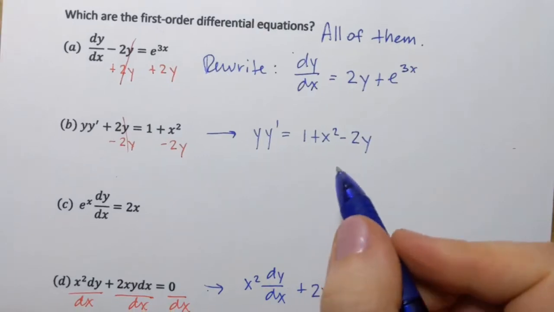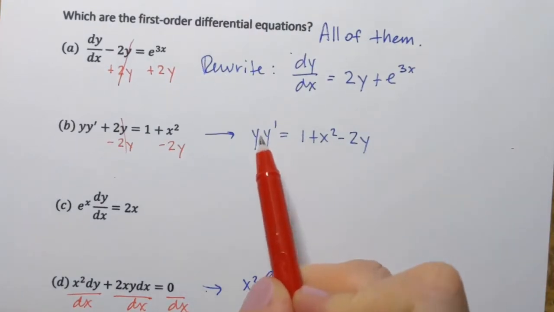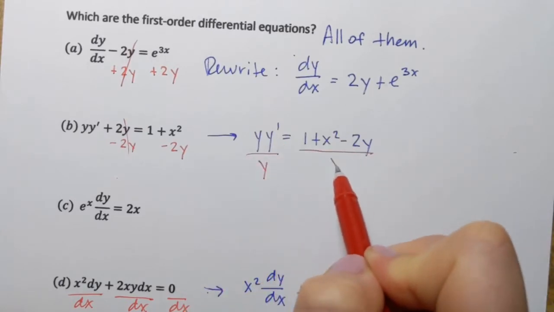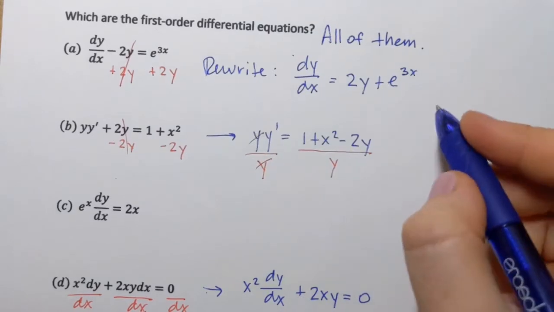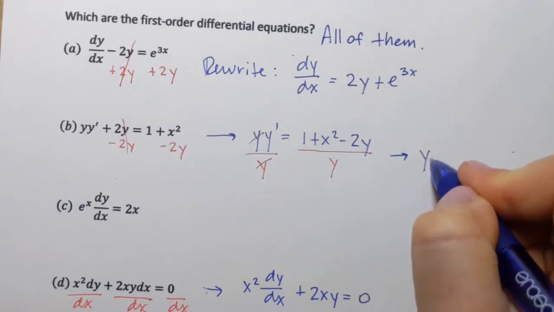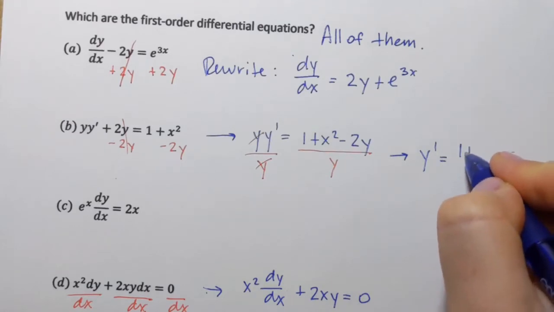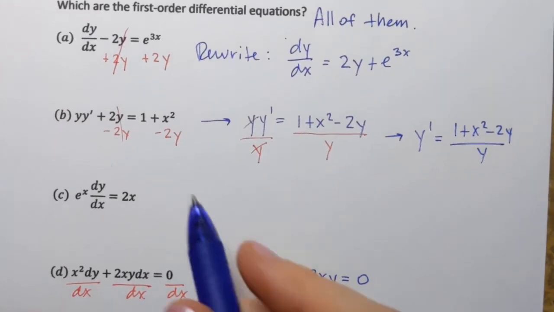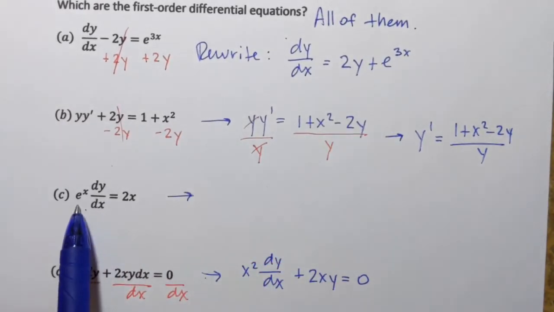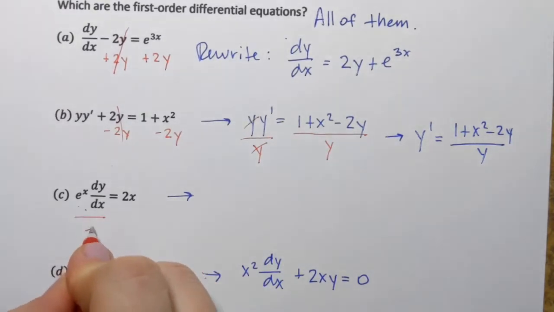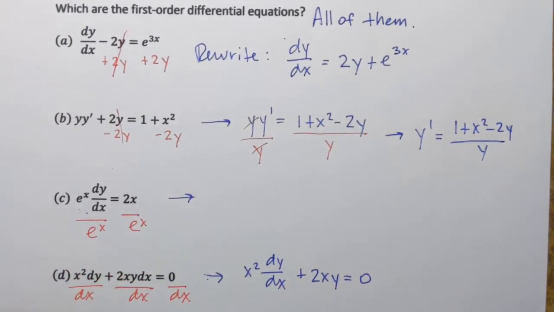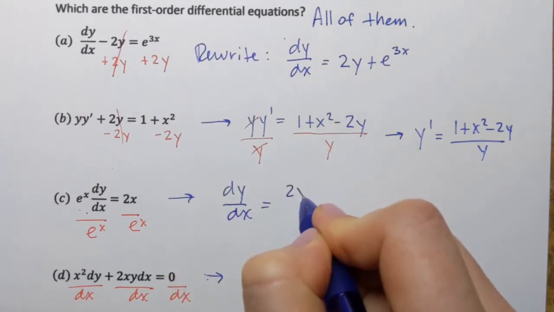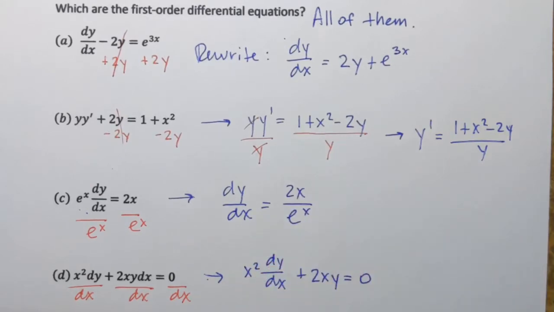I don't have any like terms to combine. And then finally, I'll need to divide by y, right? To get y prime by itself, I'll divide the left-hand side and the entire right-hand side by y. So this way I get y prime equals 1 plus x squared minus 2y over y. Okay, now next one. I'll simply have to divide by e to the power x on each side, so dy dx is 2x over e to the power x.